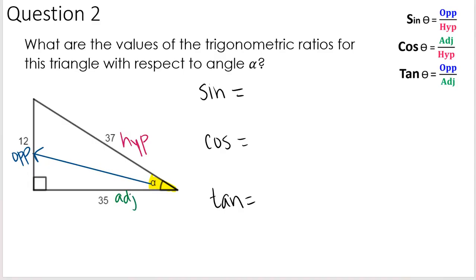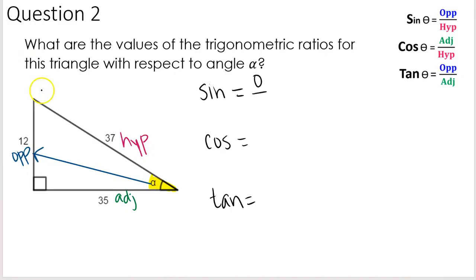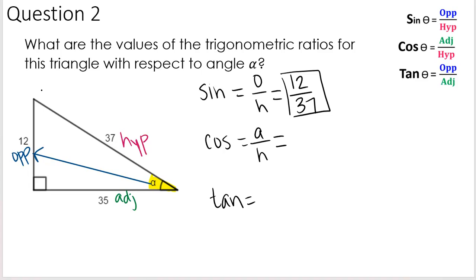Now, let's plug in what we know, okay? For sine, it's O over H, right? My O is 12 and my H is 37. So there's sine. Cosine is A over H. A is my adjacent side, right? So over here, my adjacent, that's 35. So it'll be 35, and my hypotenuse will be 37.